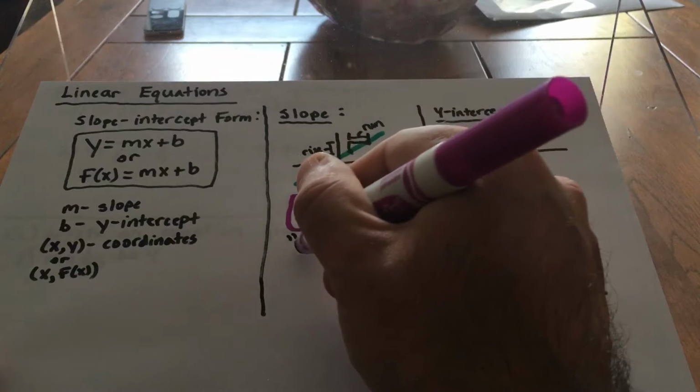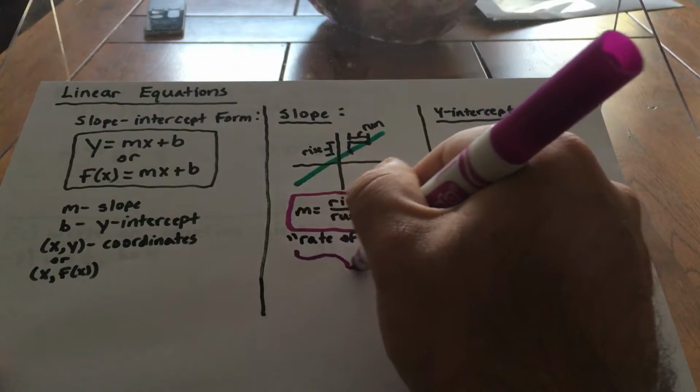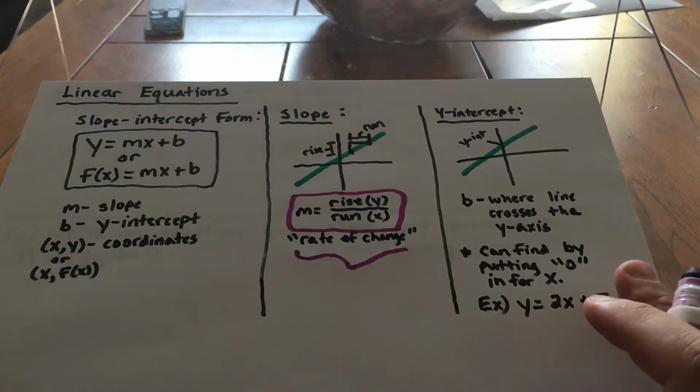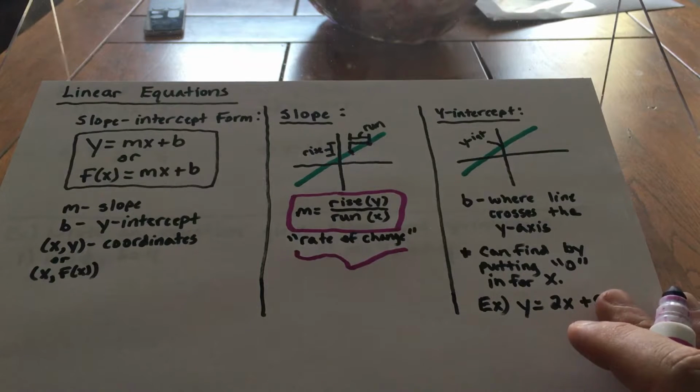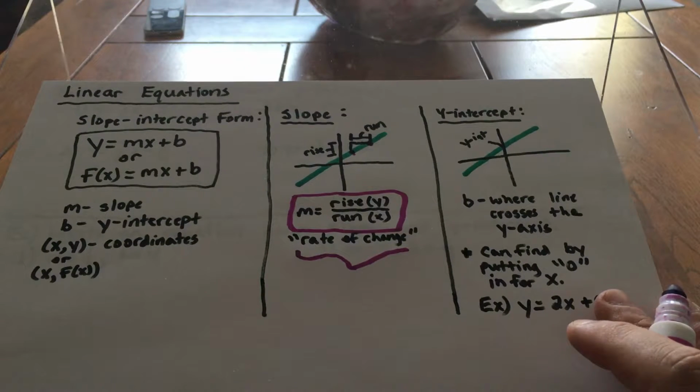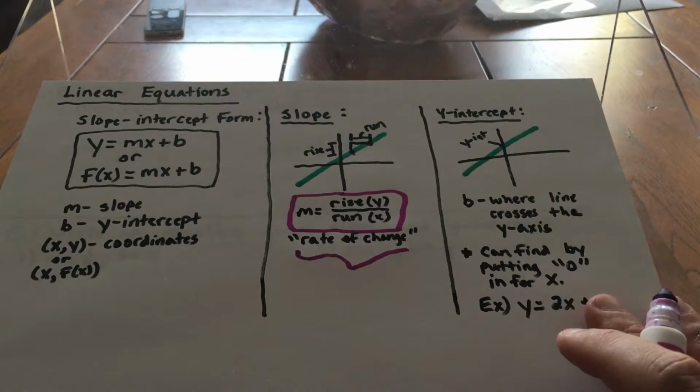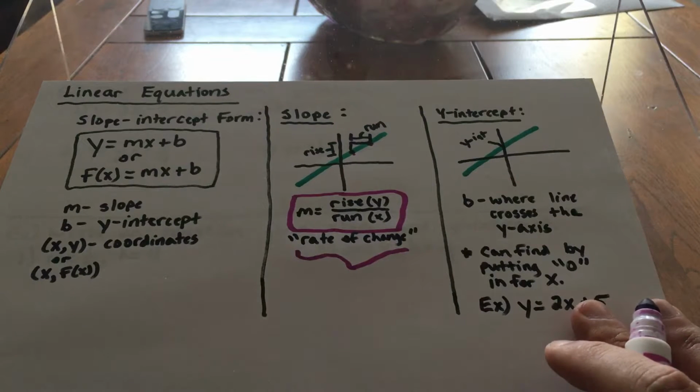Another way they will call slope is this word right here, rate of change. Anytime you see the words rate of change, it's a good bet that they're talking about slope. All right, so that slope, it's just a measure of the steepness of the line, and it's what we're calling m in our slope-intercept form.